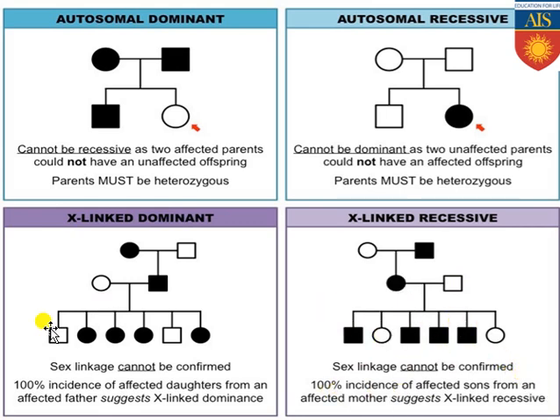So here also sex linkage cannot be confirmed, but 100% incidence of the affected son will be there from an affected mother. Here 100% daughter will be affected from the affected father, so for that reason it is X-linked dominant. And here the 100% son will be getting affected from the affected mother, so for that reason this is considered as the X-linked recessive trait. Okay, so this is overall the types of the pedigree charts for various different traits.